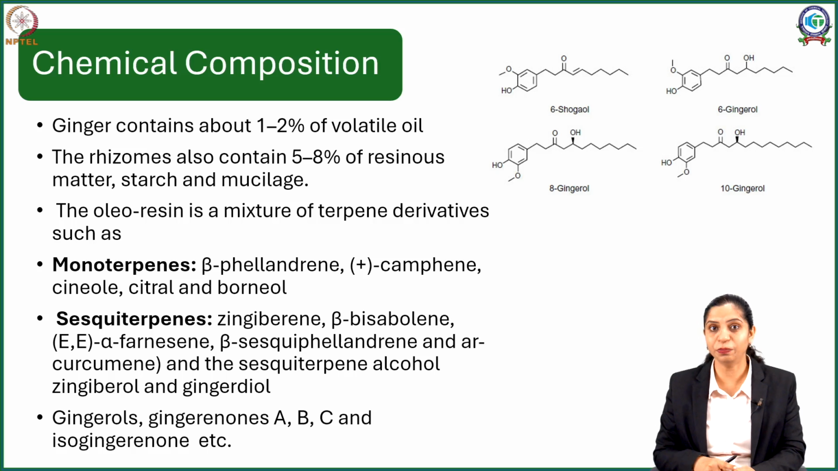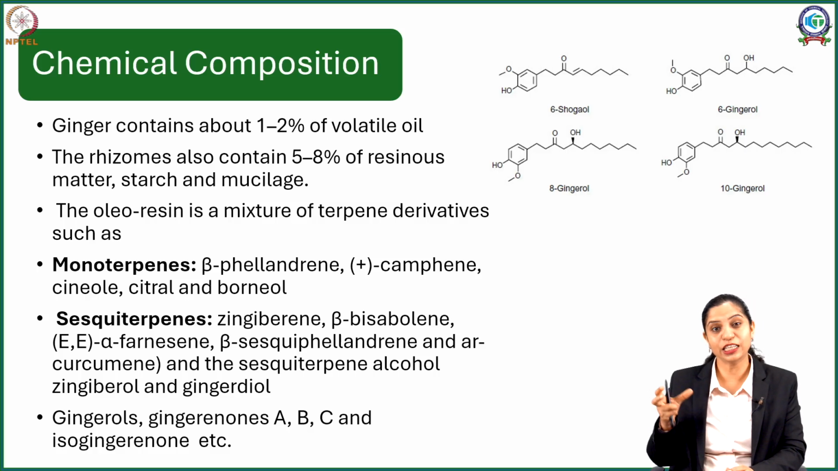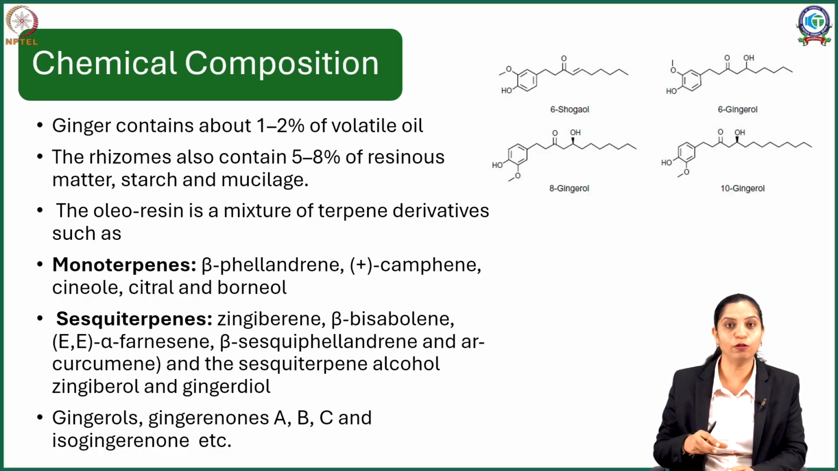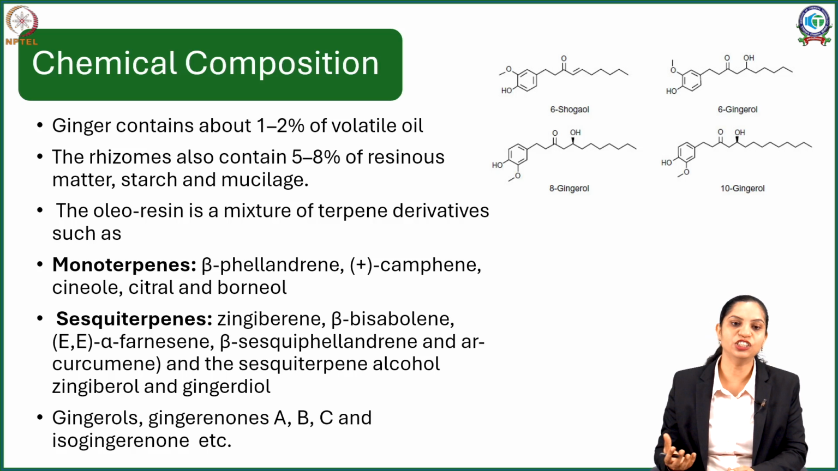They contain little bigger compounds which are more fragrant and responsible for the aroma of ginger. This includes your zingiberene, which is the main flavoring principle and aromatic principle of ginger, bisabolene, farnesene, then you have your beta sesquiphellandrene or curcumene, and other sesquiterpene alcohols, which include your zingiberol and zingiberdiol. So these sesquiterpenes are the main compounds which are responsible for the aroma as well as flavor of your ginger. But in addition to that, you also have compounds such as gingerols and gingerones A, B, C, as well as isogingerones.